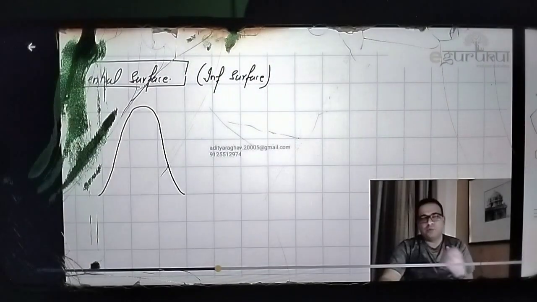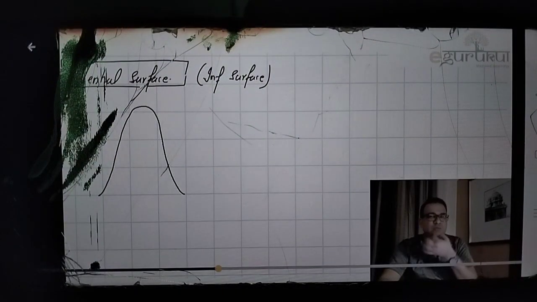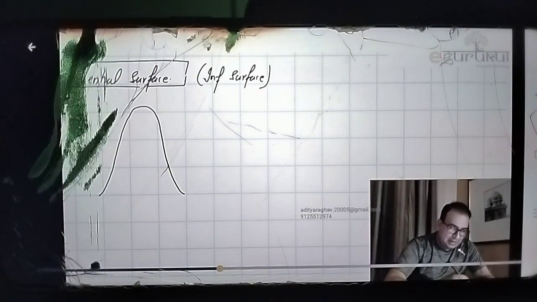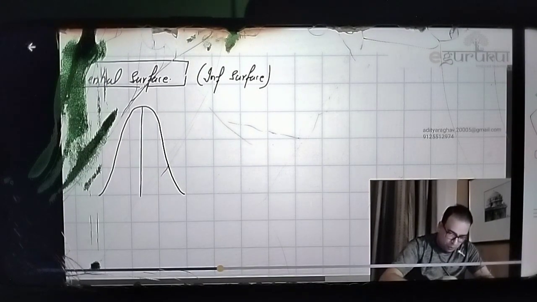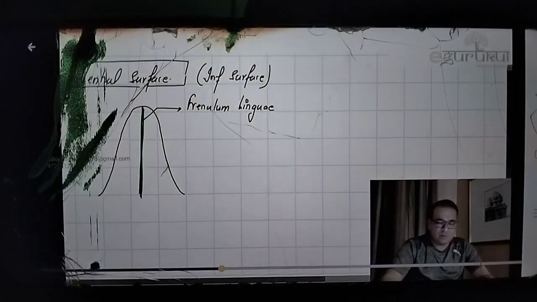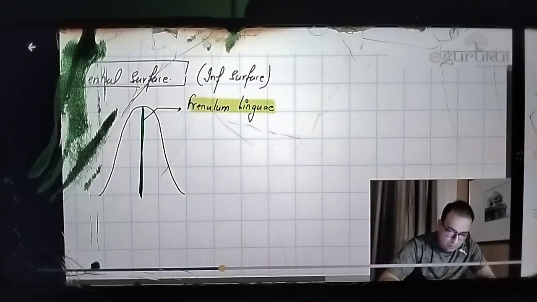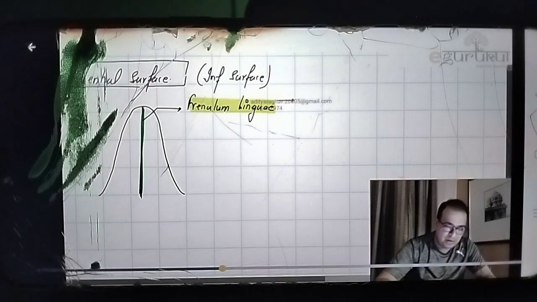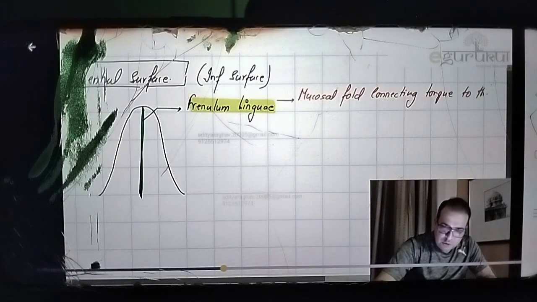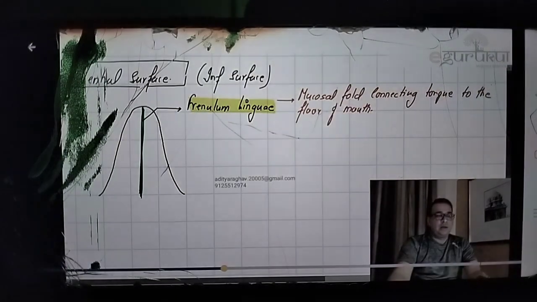I'm sure you must have noticed that when you open your mouth and lift your tongue, you will see there is a mucosal fold connecting the tongue to the floor of the mouth. That midline fold is what you call the frenulum, more expanded form, frenulum linguae. Exactly in the midline here, we have this mucosal fold. This frenulum linguae, I'll write it here only, we don't have to write anything separately about it. It is basically a mucosal fold connecting the tongue to the floor of the mouth.